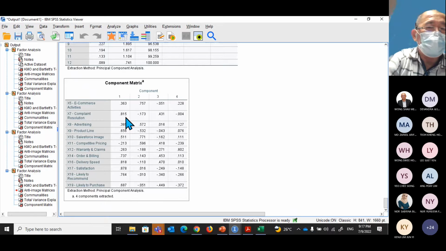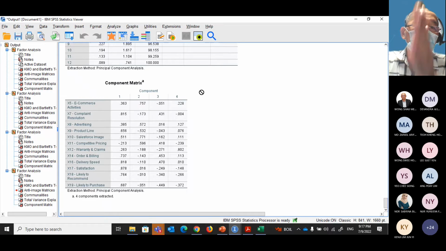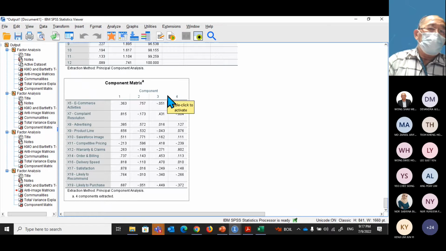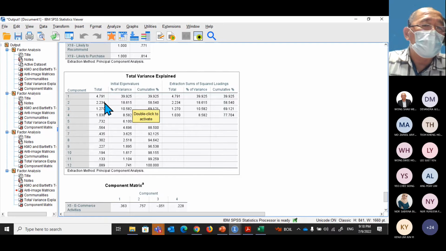You can also see one thing. Component one, the eigenvalue is quite high. Therefore, the factor loadings all have high values. You compare component one and component four. Component four, the value is quite small. In general, can you see? So component 4, the eigenvalue is smaller compared to component 1. Component 1 is 4 point something.